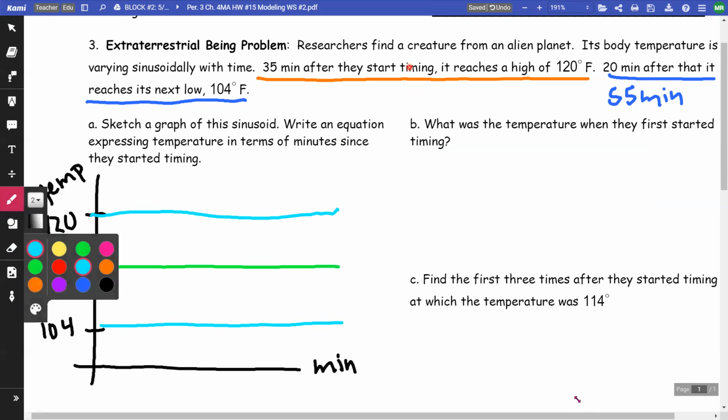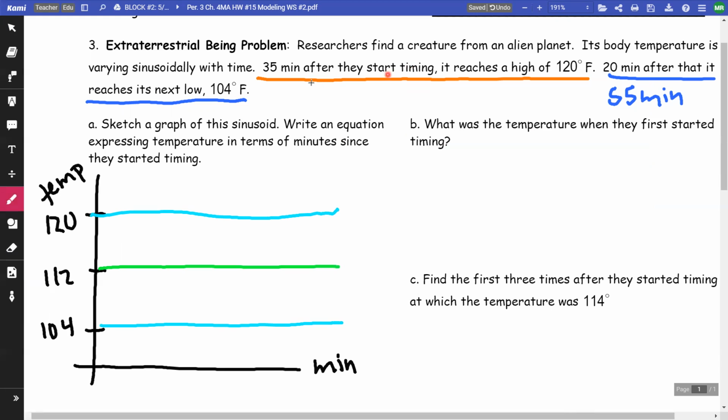And then we know that 35 minutes after the start, it reaches a high of 120. So I'm going to put 35 here, and that is going to be a high of 120. Let me just plot my graph, and then I'll put my values. We know that 20 minutes after that, it reaches the low. And so that was 55 minutes.